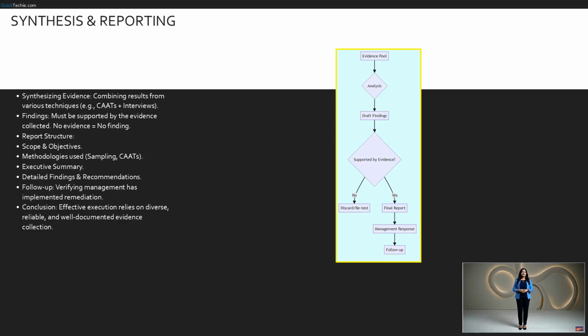Your report should clearly state your methodology. Did you use statistical sampling? Did you use an ITF? Finally, the process doesn't end at the report. You must follow up to ensure risks are mitigated. Effective execution, grounded in rigorous evidence collection, is the hallmark of a professional CISA auditor.